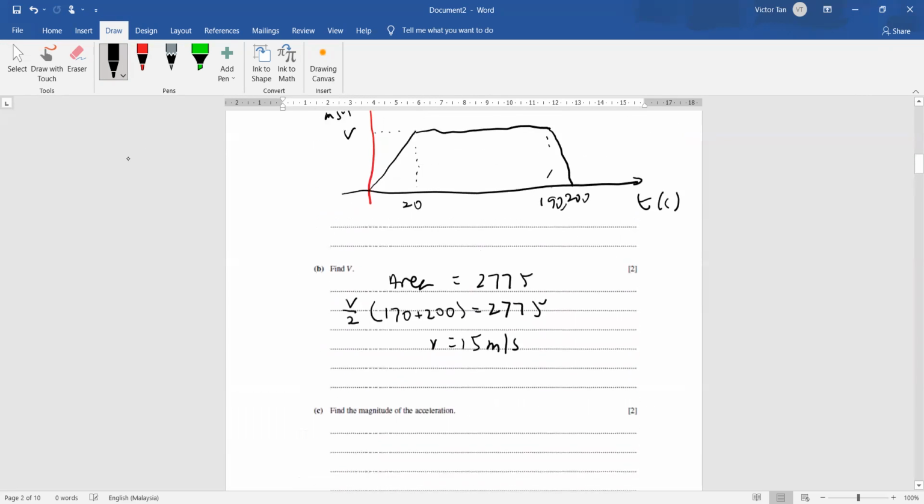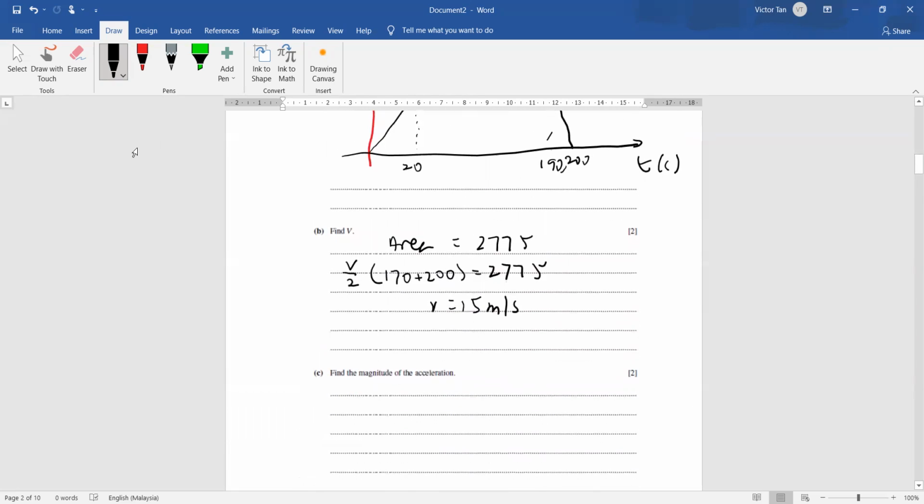Find the magnitude of the acceleration. Acceleration a equals 15 over 20, which is meters per second squared. Okay.